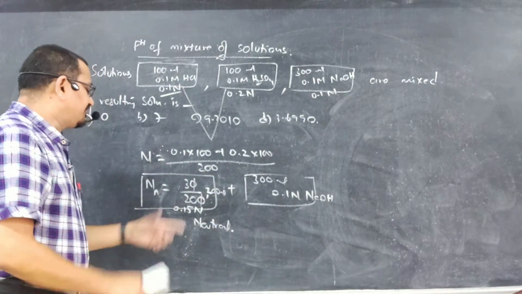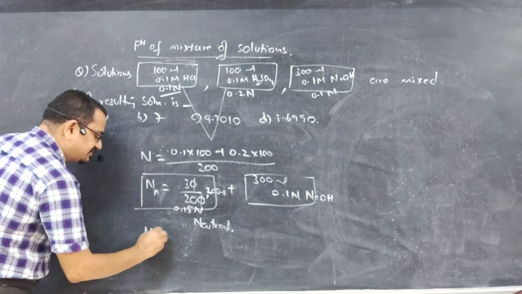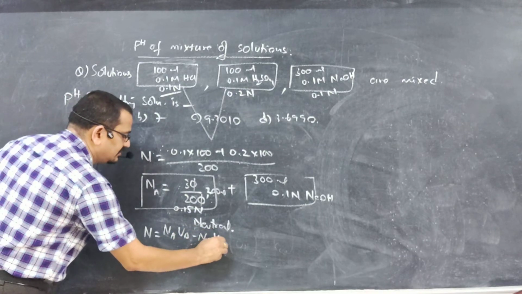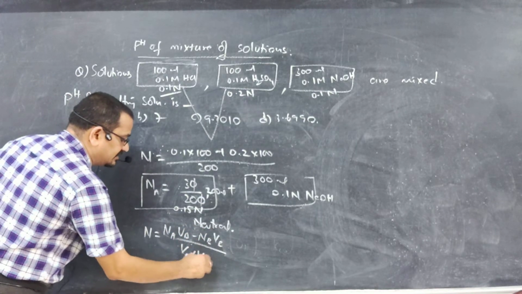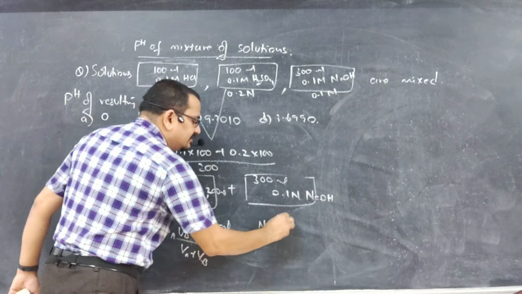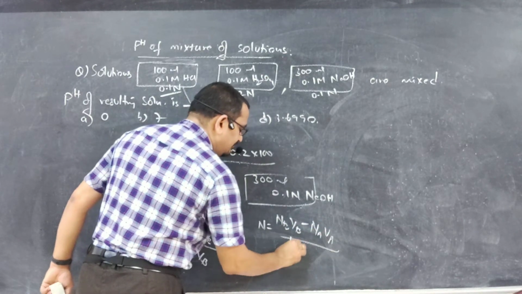In case the milli-equivalents or equivalents of acid are dominating, then the normality of the resulting solution can be calculated as (NaVa minus NbVb) by (Va plus Vb). In case the equivalents of base are dominating, then (NbVb minus NaVa) by (Va plus Vb).